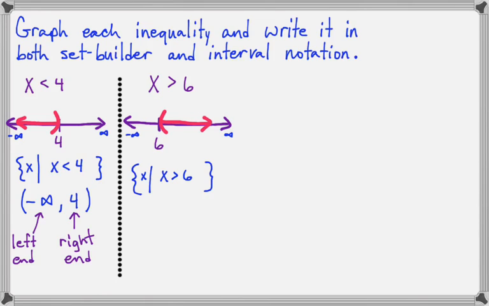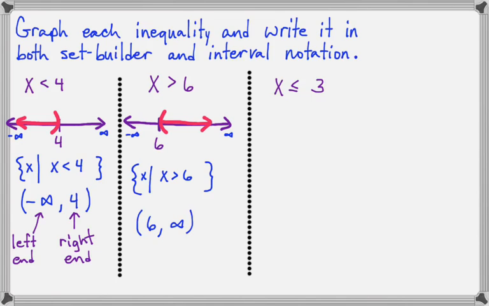Now the interval. Again, we get negative infinity and positive infinity on each end of the line. And this time, if I think about the left starting place and the right ending place, the shading starts at 6 and it goes to infinity. So my interval is from 6 to infinity. And now for x is less than or equal to 3.